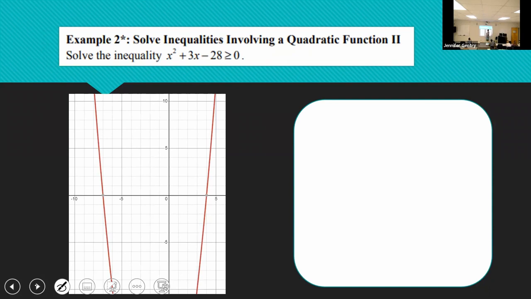Okay, here's the second one. x squared plus 3x minus 28, where it is greater than or equal to 0. Okay? I graphed it. 2, 3, 4, that's at 4. 5, minus 7. I'll give you a little cheat on that. Where is that greater than or equal to 0? We want to be greater than the what? The x-axis, right?